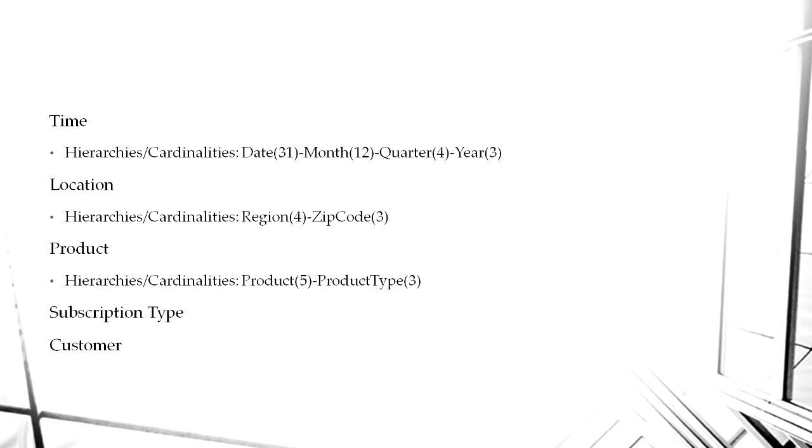Subscription type is another dimension in our system which stores subtype ID and subtype name. Subtype ID is an integer which can be 1 or 0, and subtype ID is also a primary key. Subtype name is stored as a varchar of up to 50 characters.